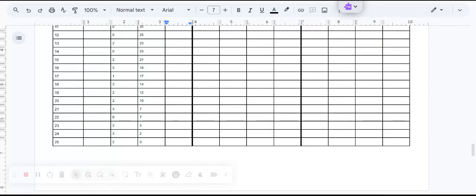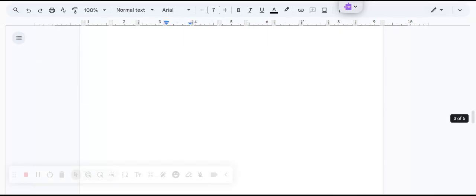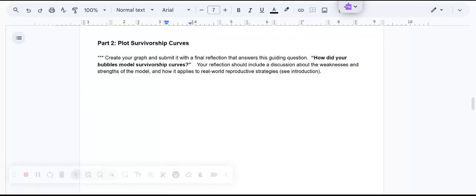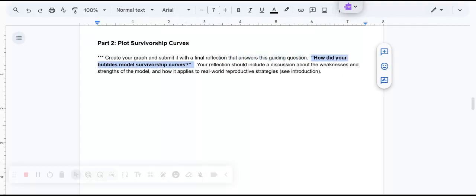So with this data, what you're going to be doing is going back to this page right here. And it says, create a graph and submit it with a final reflection that answers this guiding question. How did your bubbles model survivorship curves? Your reflection should include a discussion about the weaknesses and strengths of the model and how it applies to real-world reproductive strategies.